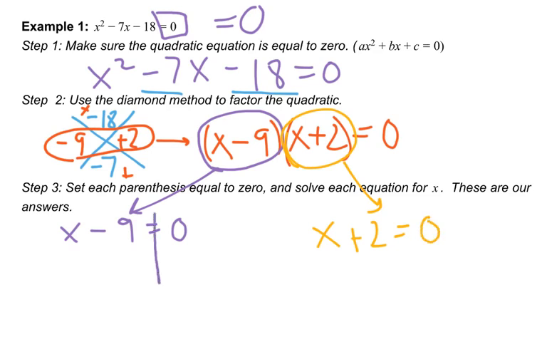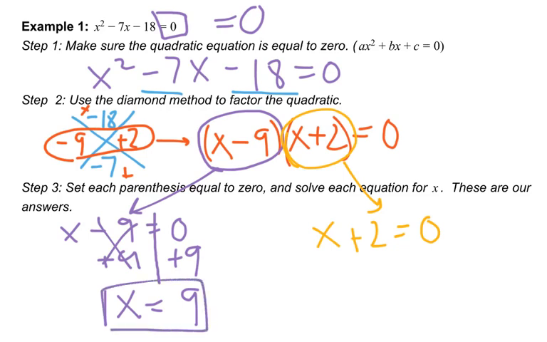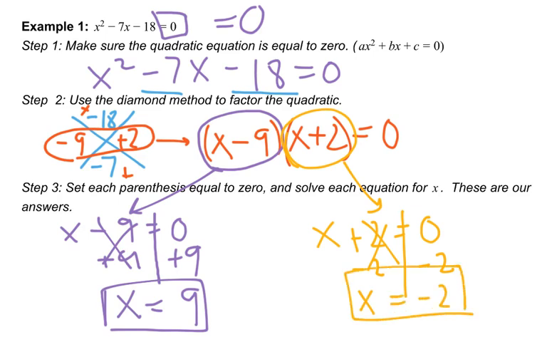So draw your line down the equal sign. We want to get x by itself, so we're going to add 9 to both sides. These cancel right here, and we get x equals 9. That's one of our answers. Again, move over to this yellow equation, and we're going to draw our line. We're going to take away 2 from both sides. Those cancel there, and we get x equals negative 2. So our two answers are x equals 9 and x equals negative 2. Not too bad, right?